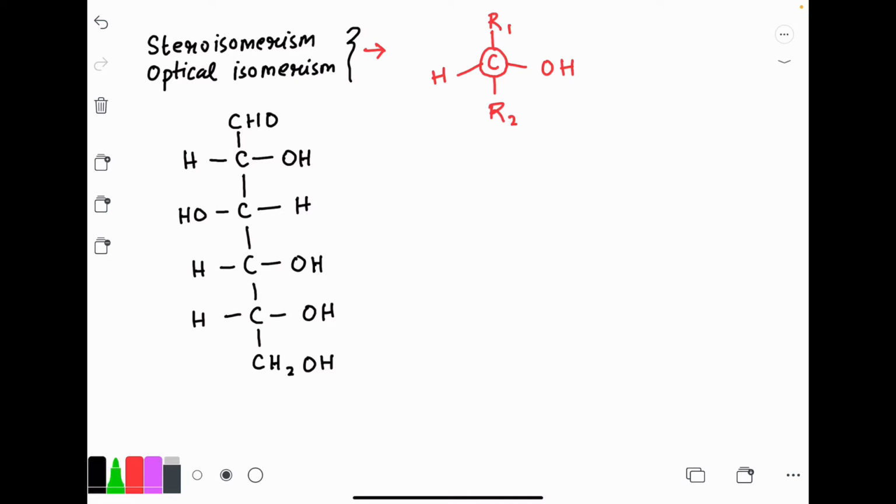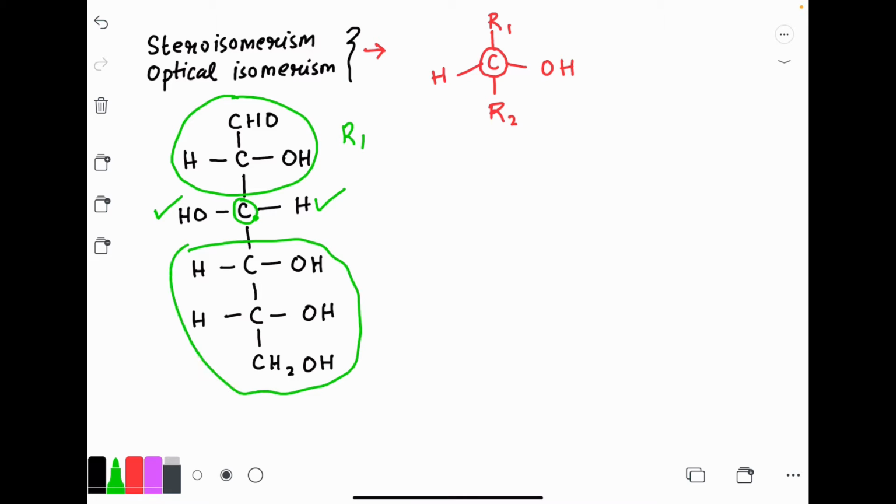So now let us see. Suppose we consider this carbon, this green colored carbon. This group is different, hydrogen. There is an OH group, that is a different group. Now this whole part is R1, which is also a different group, and this whole part is another group, R2. Therefore this is a chiral carbon.